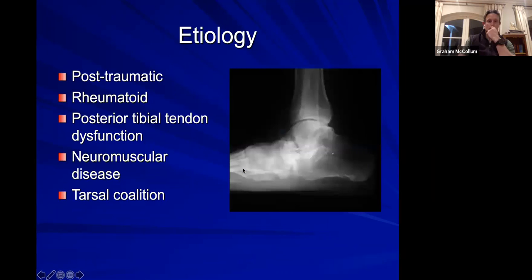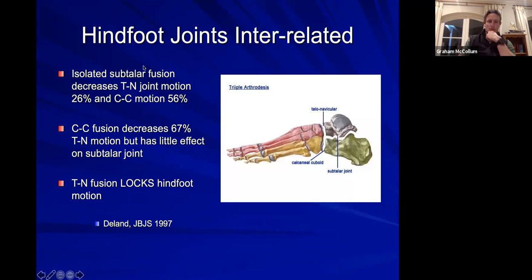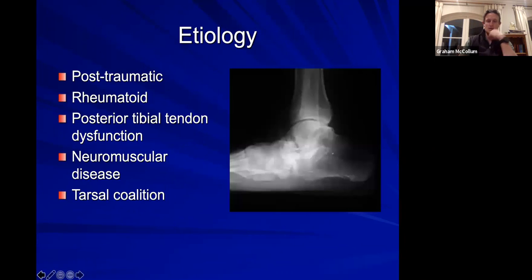So yeah, hindfoot problems are usually associated with significant deformity, and the etiologies are quite similar to the midfoot: post-trauma, degenerate, ruptured posterior tibial tendon, which then becomes stiff and degenerate, certainly neuromuscular conditions and tarsal coalitions. A lot of different causes of degeneration or problems with the hindfoot.